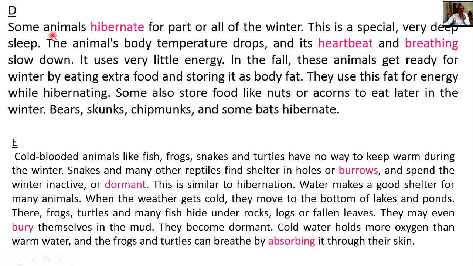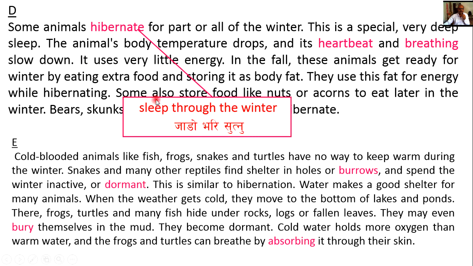Now, some animals hibernate for parts or all of the winter. This is a special, very deep sleep. Now, what is the meaning of hibernate? Sleep through the winter. जाडोभरि सुतिराख्नु, लुकिराख्नु. The animal's body temperature drops and its heartbeat and breathing slow down. It uses very little energy.